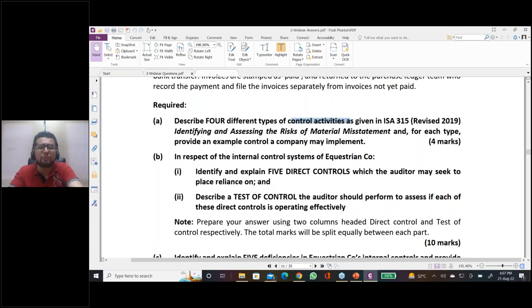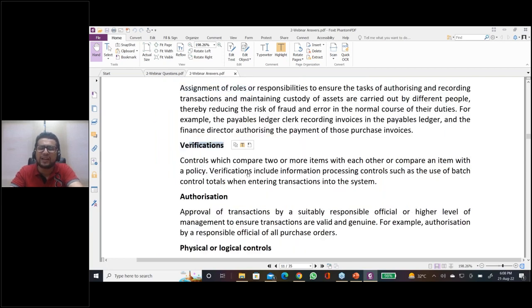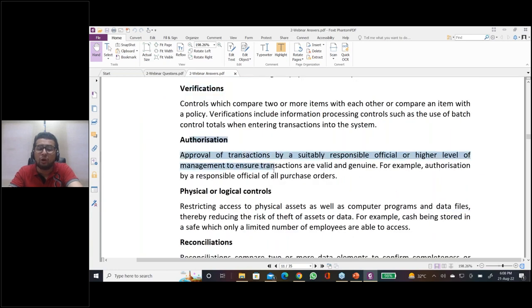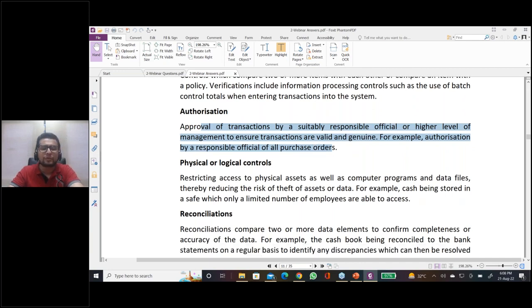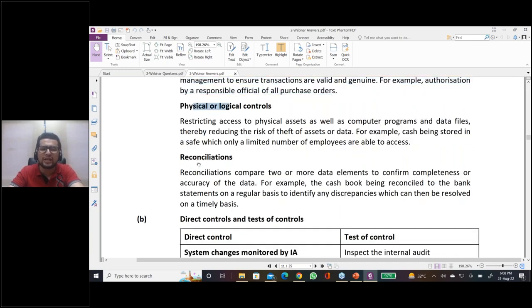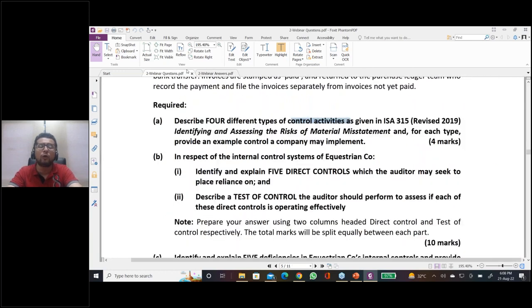So this is a straightforward bookish knowledge based question. For example, you could write a sentence or two on segregation of duty. You could explain what verifications are. You could explain what authorizations are. For example, approval of transactions by a suitable responsible official or a higher level of management will ensure that the transactions are valid and genuine. For example, authorization by a responsible official for all purchase orders. Then there are physical or logical controls, reconciliations. This is how you could explain and score 4 out of 4 marks.